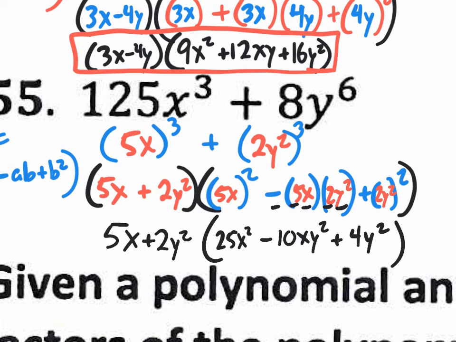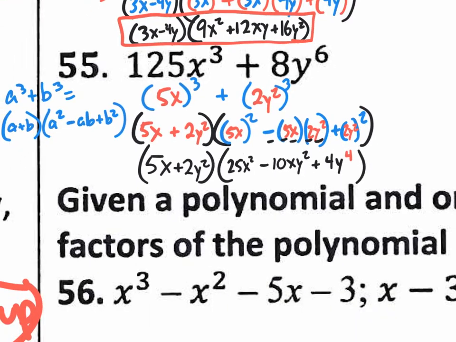Wait, I should have said fourth. Yeah, my bad. Power to a power, multiply. I was just checking to see if you guys are paying attention. Yeah, right. I messed up, I'm sorry. But anyway, there's your answer. Binomial 5x plus 2y squared times the trinomial 25x squared minus 10xy squared plus 4y to the 4th, power to a power, multiply.